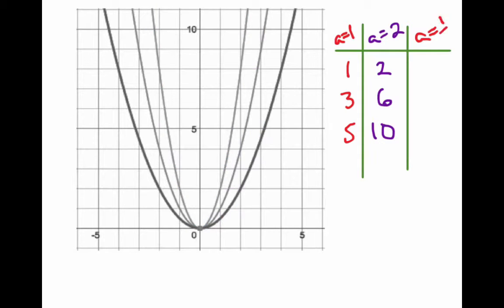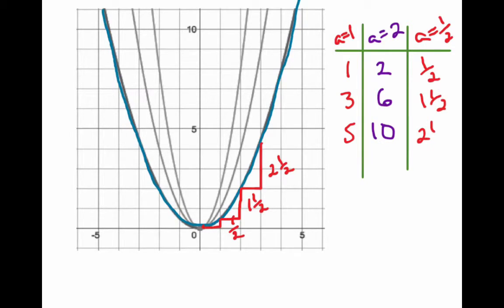Let's look at another one. Let's look at A equals 1/2. There's my parabola for A equals 1/2. Let's see if you can predict these before I do it. So if I go over 1, instead of going up 1, I'm going to go up 1/2. And if I go over another one, instead of 3, I'm going to go up 1 and 1/2. And again, if I go over 1, instead of going up 5, I'm going to go up 2.5. Look at that pattern. Look at how these relate: 1 and 1/2, 3 and 1.5, 5 and 2.5, and look at how A relates.